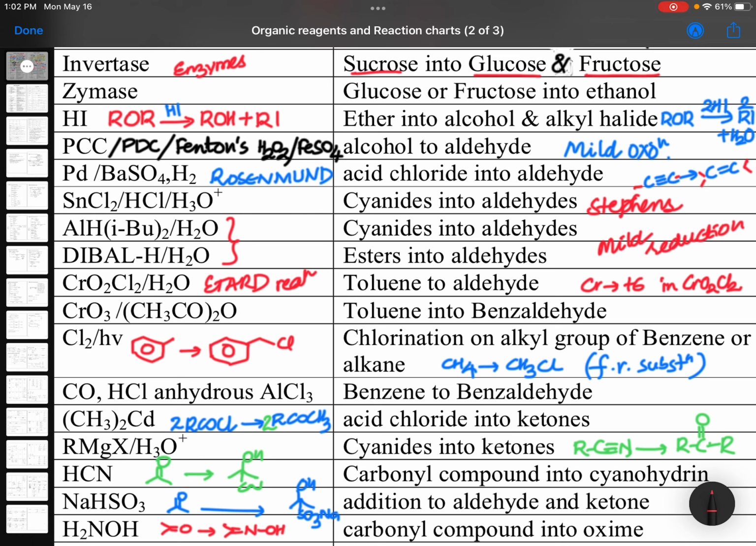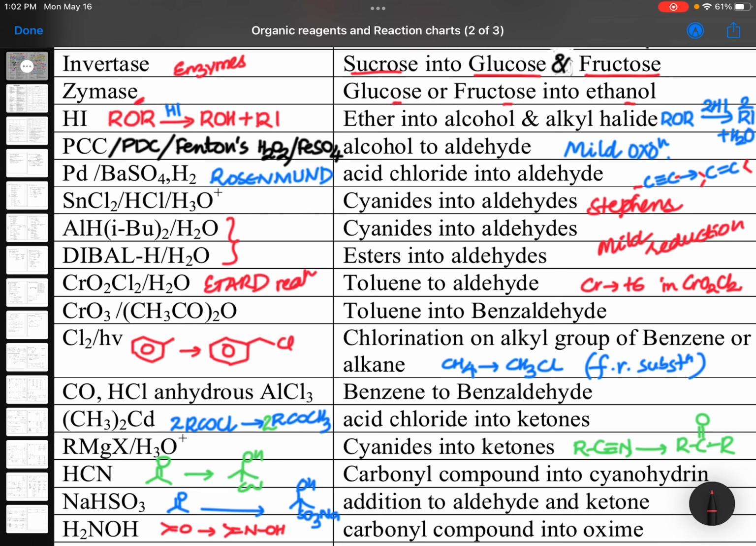Zymase is another enzyme. When you use zymase enzyme, it converts glucose or fructose into alcohol. In the last step of preparation of alcohol, we use zymase. Maltase is another enzyme, not mentioned here. We'll discuss it in another part, where maltase converts maltose into glucose. Maltose to glucose is done by maltase, and starch to maltose is done by diastase.